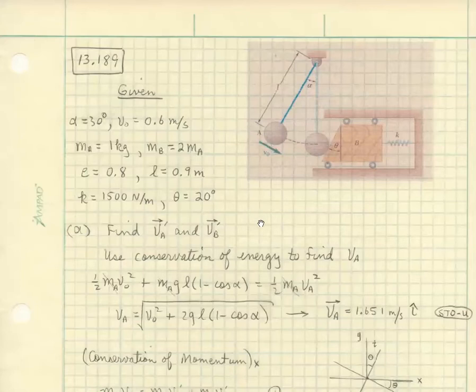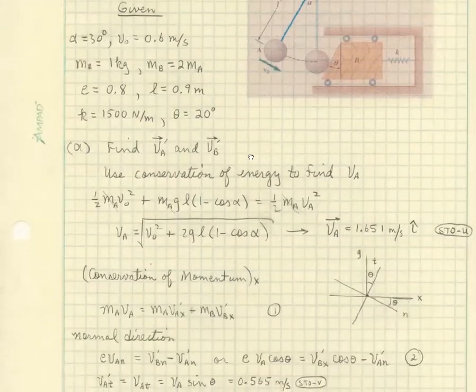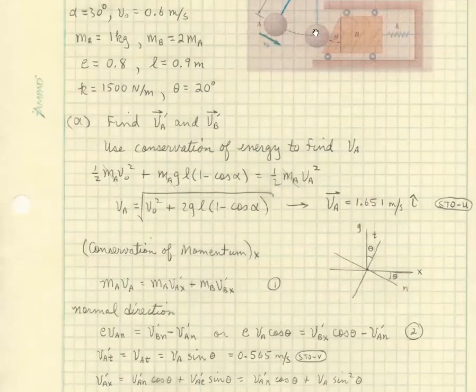What we're asked to find in the A part is what is the velocity of A after the collision here with B, and then what's the velocity of B as well. Well, first of all, we're going to start off finding out what is the velocity that A has when it strikes B, and to do that, we're going to use conservation of energy to find V sub A.